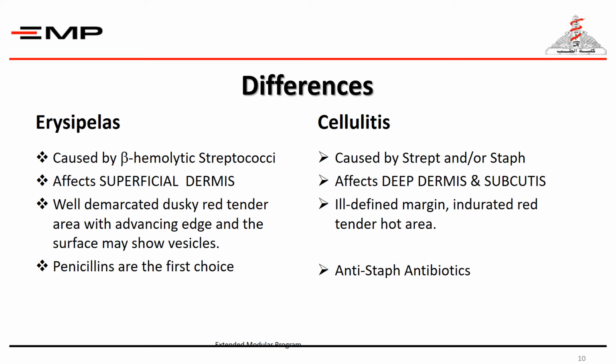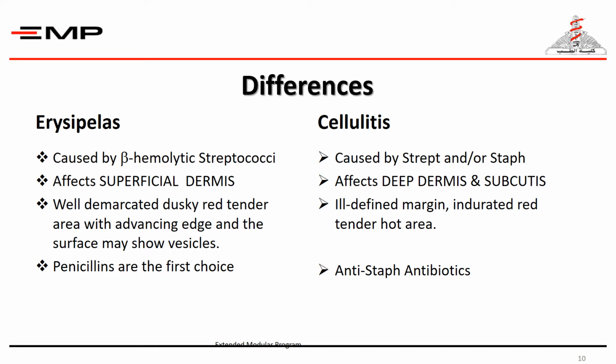Erysipelas is caused by beta hemolytic streptococci. It affects the superficial dermis, and therefore we can see a well-demarcated lesion which is dusky red in color, with an advancing edge, and the surface may show vesicles. Penicillins are our first choice in treatment.